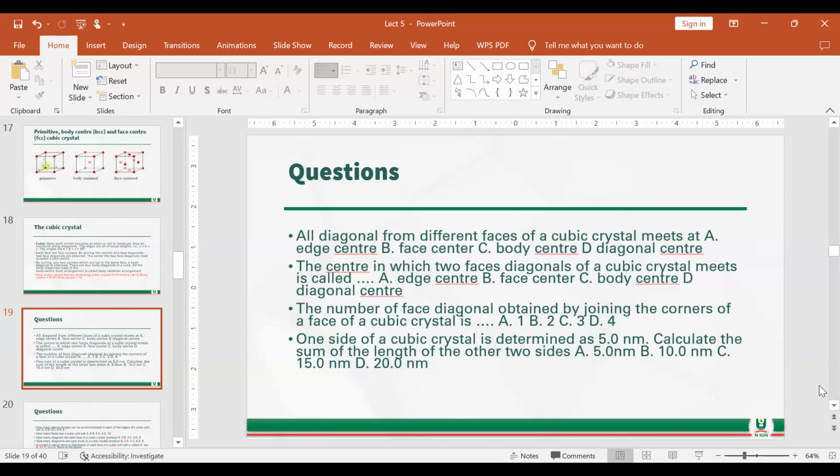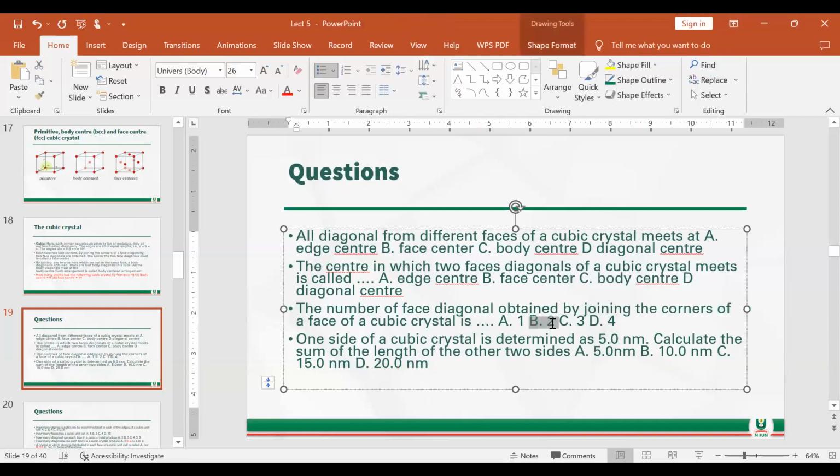The number of face diagonals obtained by joining the corners of a face of a cubic crystal is how many? Each face will have 2 diagonals, 1 up to the other side, 1 up to the other side. So how many faces has a cube? 6. So the answer here is 2, because we are talking of a single face, not all the faces. So each of them will have 2 diagonals.